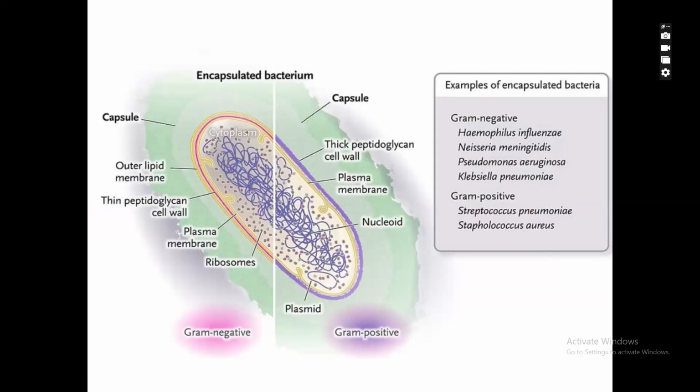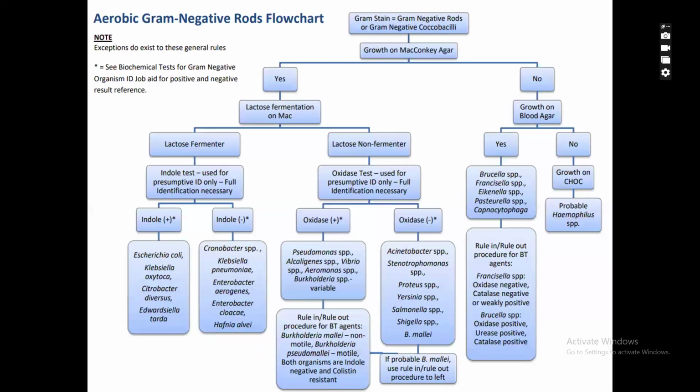Also, we have some encapsulated bacteria. Among these, the most famous gram-negatives are Haemophilus influenzae, involved in community-acquired pneumonia; Neisseria meningitidis, causing meningitis; and Pseudomonas and Klebsiella, which are very common friends of the intensivist, causing nightmares, especially Pseudomonas aeruginosa. Among gram-positives, the most common are Streptococcus and Staphylococcus. They are examples of encapsulated bacteria. They are involved in different types of disease, starting from skin and soft tissue infection, meningitis, pneumonia, and other bloodstream infections also.